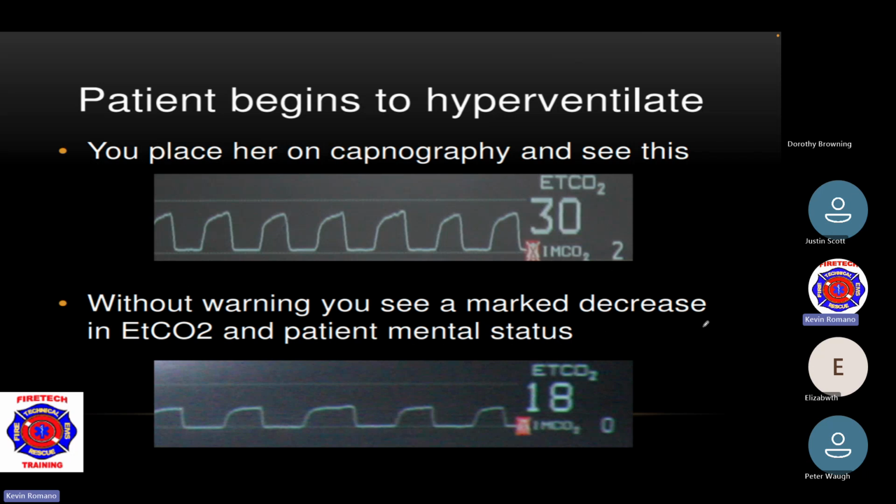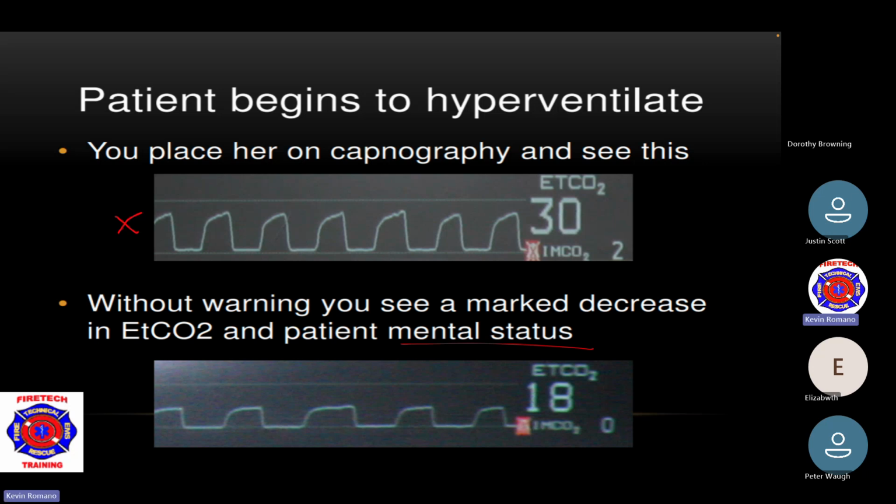All right? Patient begins to hyperventilate. You place her on capnography and you see this. Okay? Without warning, you see a marked decrease in end tidal and the patient's mental status. So they're alert and oriented here, they're hyperventilating with chest pain and all that other wonderful stuff I mentioned. And then all of a sudden they become altered.